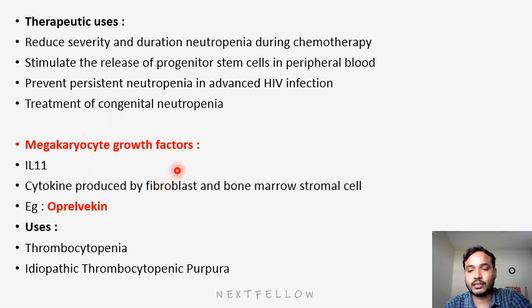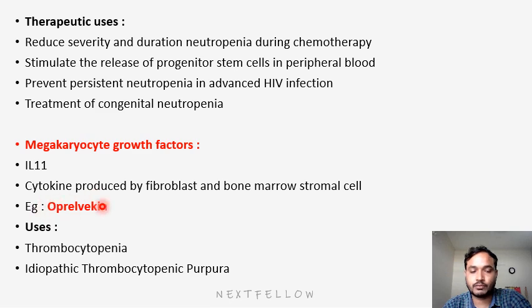Next important in the cytokine growth factors are megakaryocyte growth factors. They will ask a question. This is an MCQ: the megakaryocyte growth factor is which cytokine? Interleukin 11. This cytokine is produced by fibroblasts and bone marrow stromal cells. The analog of interleukin 11 is oprelvekin.